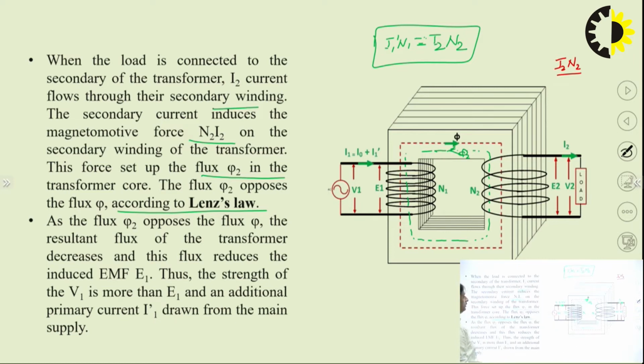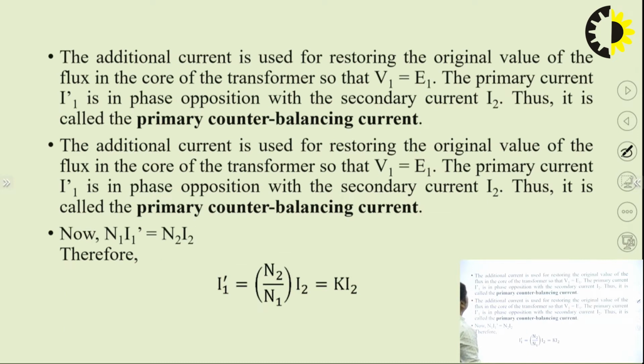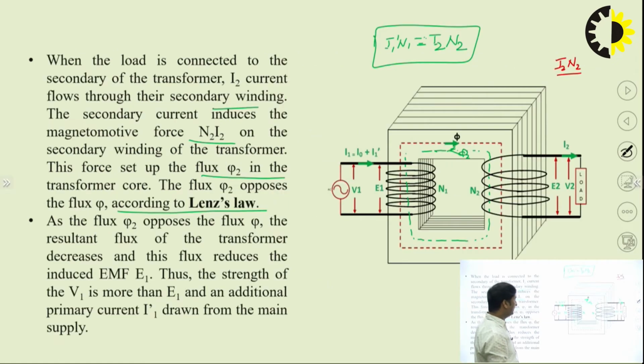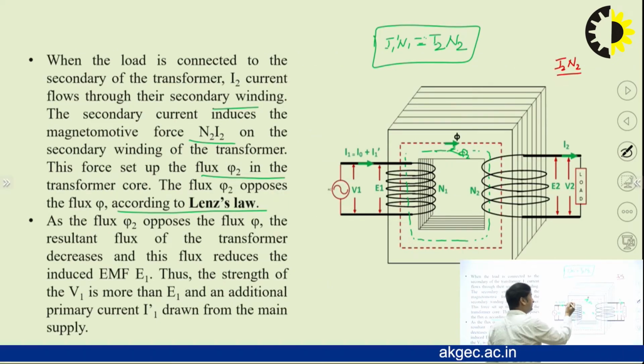Now let us see that the additional current is used to restore the original value of the flux in the core of the transformer, so that we can maintain the voltage V1 equal to E1. Otherwise, it will change accordingly.